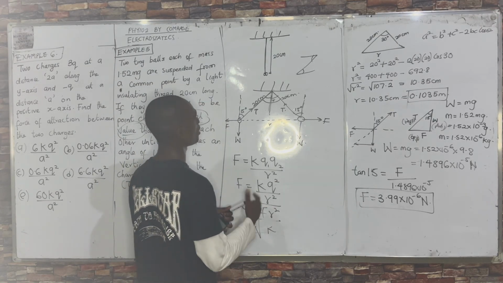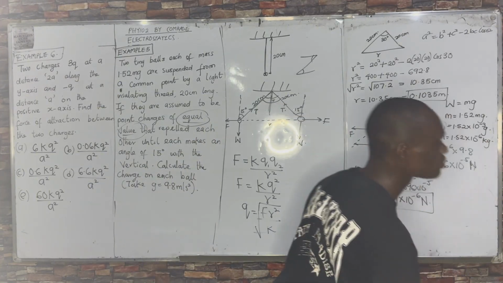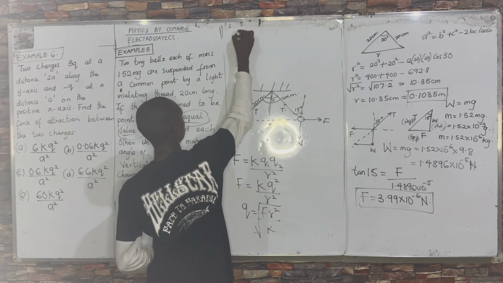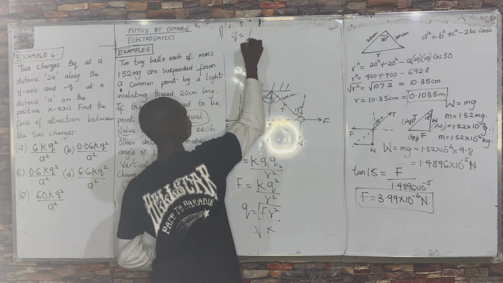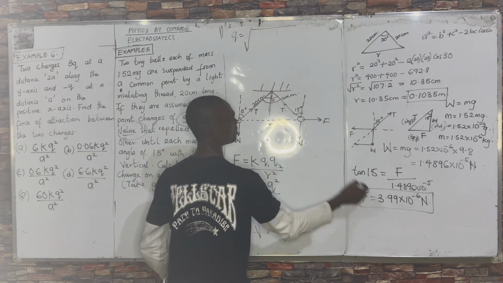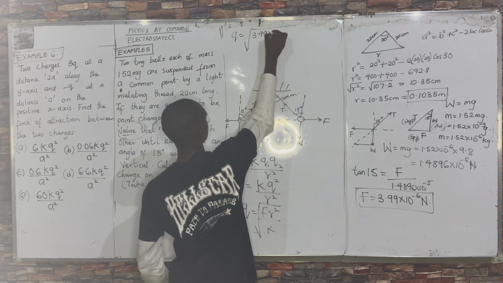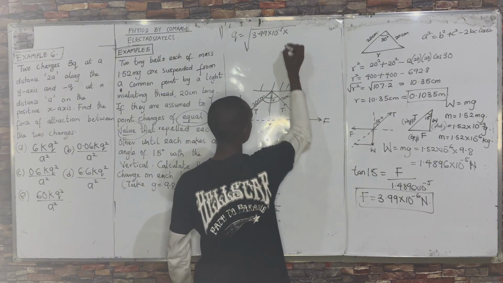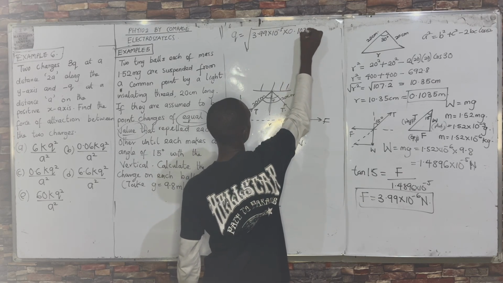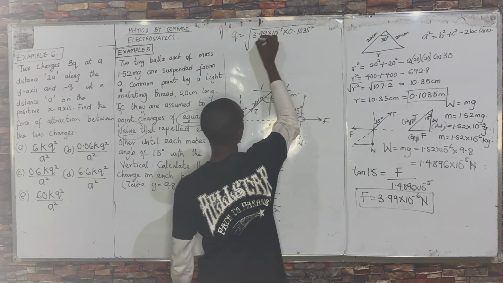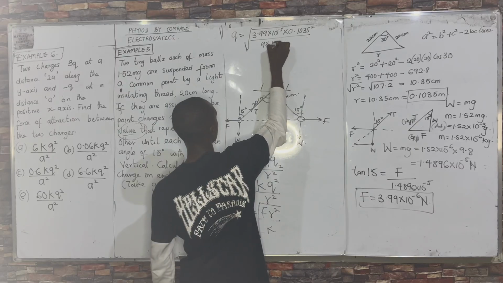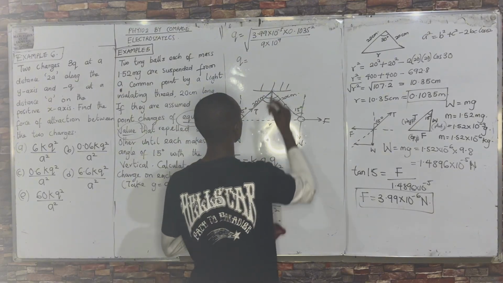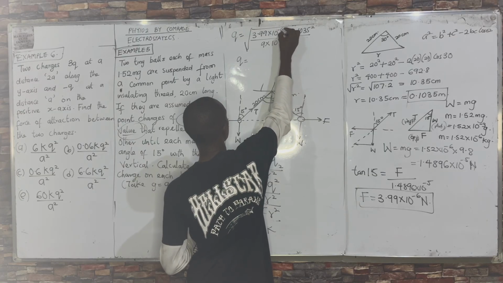So how do you get Q now? Let's use the formula. So how do we get Q? Q now becomes from this formula root. What is your F? 0.99 times 10 raised to the power minus 5 times what's your R? 0.1035 squared over what's K? 9 times 10 raised to the power 9. So Q becomes, this is minus 6.